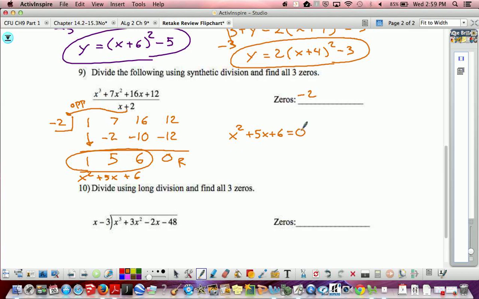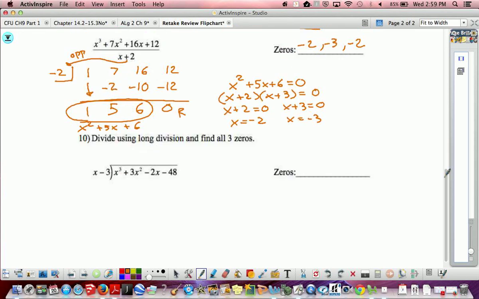So now I just need to figure out the rest of the zeros. So let's factor. Factors of 6 that add up to 5 are 3 and 2. Then I can use ZPP. Yeah, you know me. Set them each equal to 0 and solve. So what you'll see on this one here is that negative 2 repeats. So you have negative 2, negative 3, and then I suppose if you wrote negative 2 twice, that's fine. But really you only have 2 zeros on this one, even though it said find all three, one repeated. That can happen from time to time.